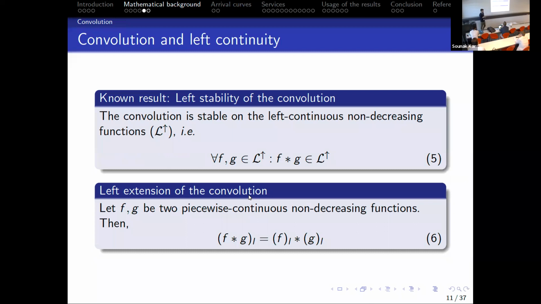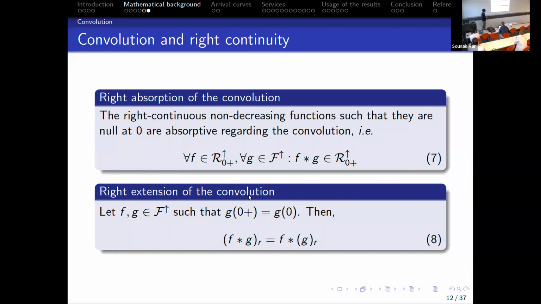We also work on the convolution products, and so we have the first known results, which is that left continuous functions are stable under the convolution. But we can go further with the left extension, and we see that the left extension of a convolution product between F and G is equal to the convolution product between the left extension of F and the left extension of G.